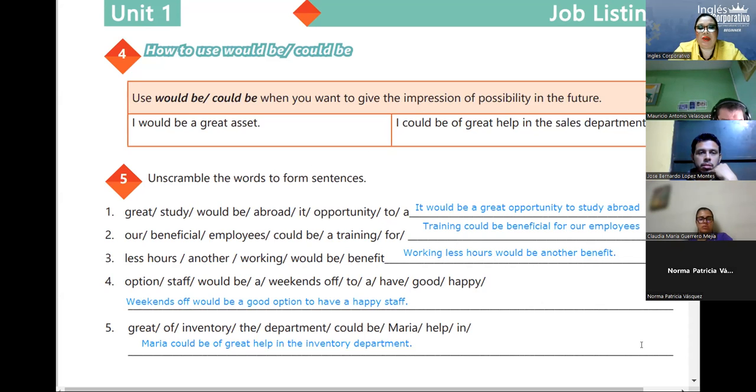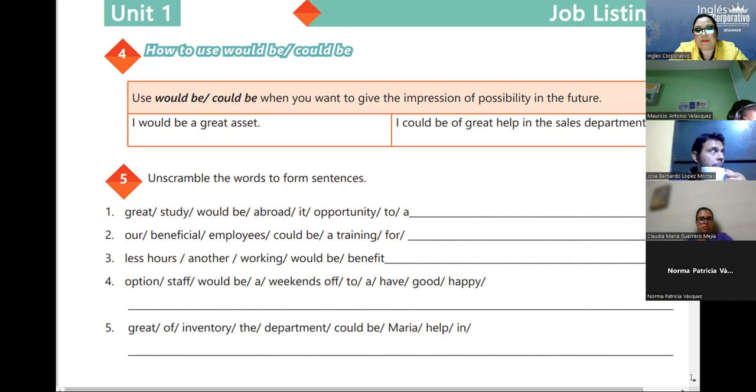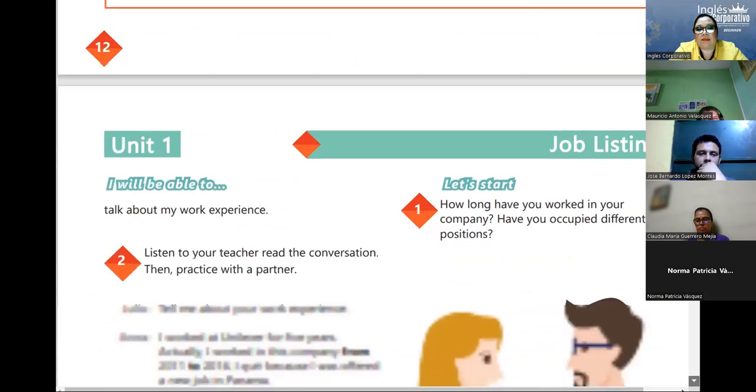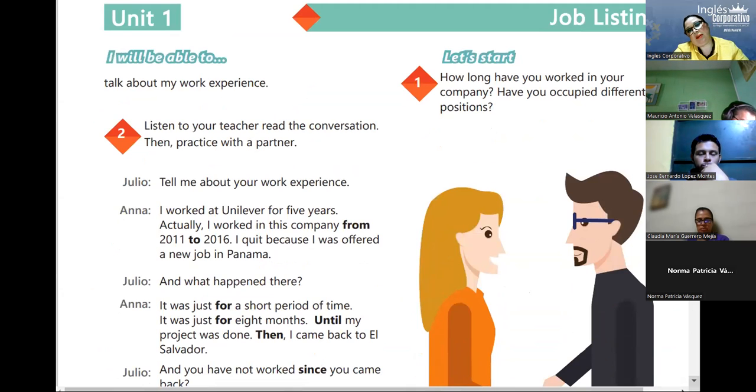All right. So if we continue here in the menu, we go to the next topic, okay? This is the next topic. This is on page 13. And we want to talk about our work experience. So we are going to try to answer a third question in an interview, okay? So allow me to go there to my presentation.